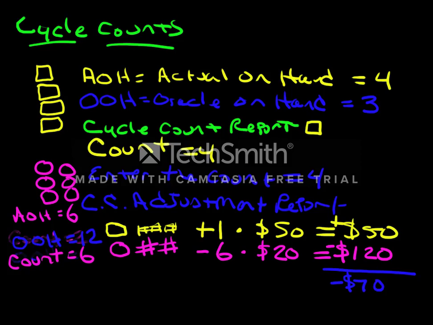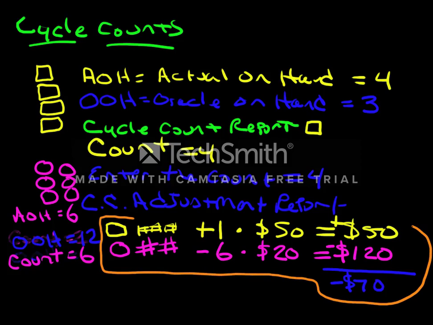But as we noted, the counts haven't changed yet. The Oracle on hand hasn't changed yet. Sorry, the Oracle on hand is still 12, even though it's really 6 of them. The Oracle on hand is 3, even though there's really 4 of them. Why is that? Well, there's still another step to go, and that step is that we send this adjustment report. This whole thing is an adjustment report that tells us what's going up, what's going down, and what the total is. And we send that report to Rick.